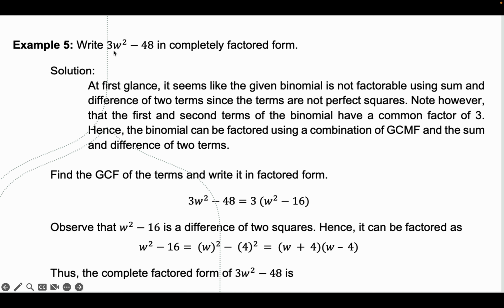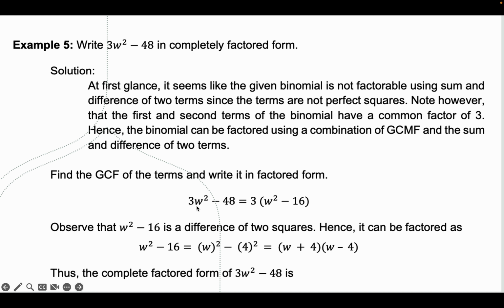So last example, we need to write 3w squared minus 48 in completely factored form. At first glance, it seems like the binomial is not factorable because 3w squared is not a perfect square and 48 also is not a perfect square. We cannot use the sum and difference of two terms since the terms are not perfect squares, right? Note, however, the first and second terms of the binomial have a common factor of 3. Hence, the binomial can be factored using a combination of GCMF, or the greatest common monomial factor, and the difference of two squares. Find the GCMF of the terms.